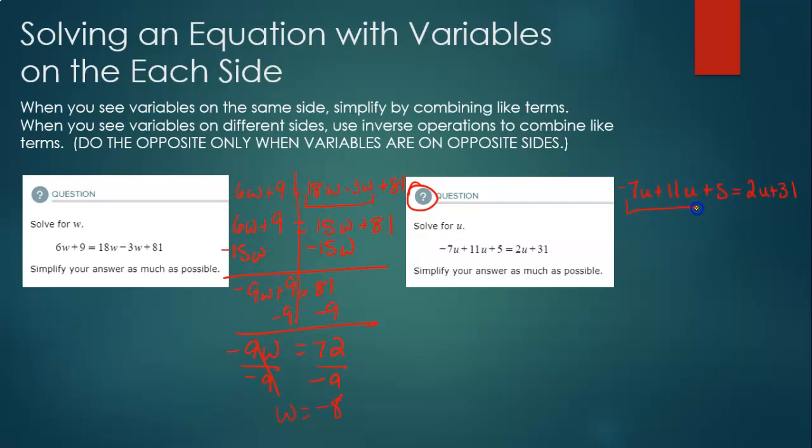All right, you should have combined your like terms. Negative 7u plus 11u is 4u. And we bring down everything else. We're going to get the u's on the same side, so we're going to subtract 2u from each side. I'm left with 2u plus 5 equals 31. I'm going to subtract 5 on each side, so 2u equals 26. Divide both sides by 2, and u equals 13.